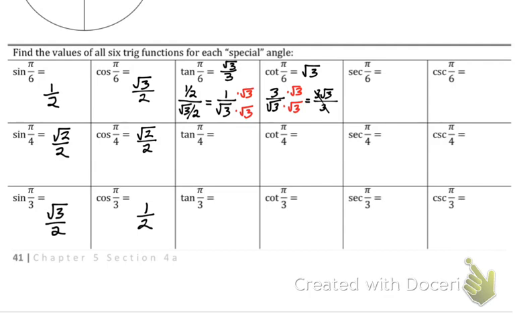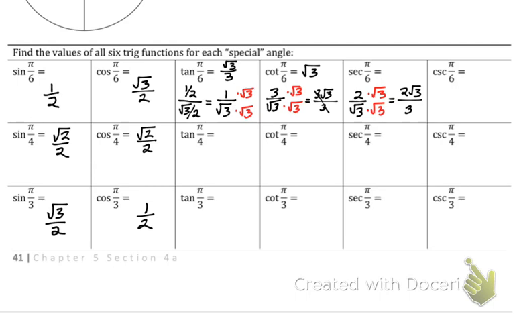All right, secant. Secant is the reciprocal of cosine. So you just have to know your cosine value at pi over 6. Our cosine value of pi over 6 is square root of 3 over 2. So secant is going to be 2 over the square root of 3. Multiply the top and bottom by square root of 3. And we're just going to get 2 square root of 3 over 3. And I can't simplify that any further. So that's the secant of pi over 6.